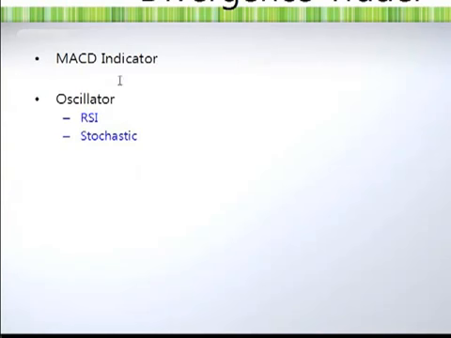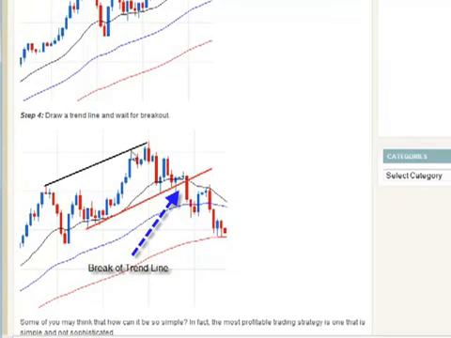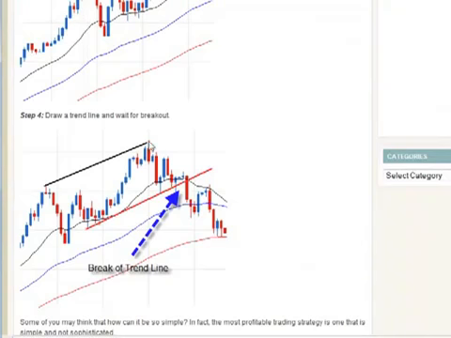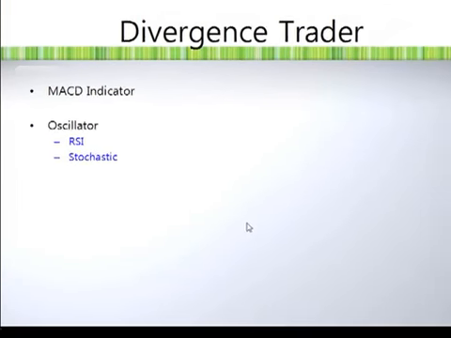You could also add in oscillators, the RSI and stochastic, because they help you tell whether the market is overbought or oversold. So if you see a MACD negative divergence here, and at the same time the RSI or stochastic shows signs of overbought, the price is going to collapse. This is a very good time to enter a short trade. In detail, you could just visit my blog. I will show you more detail of how to use this strategy and the individual indicators.